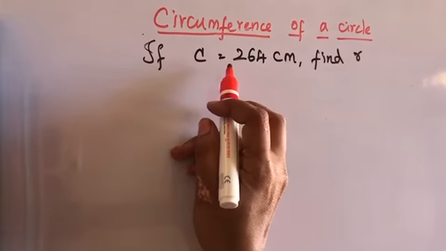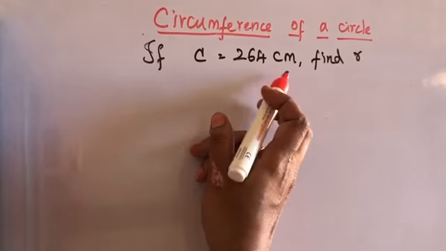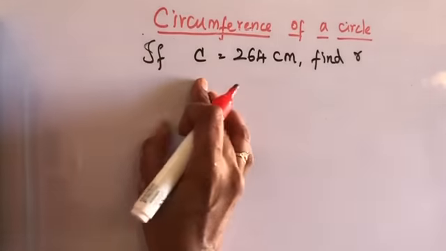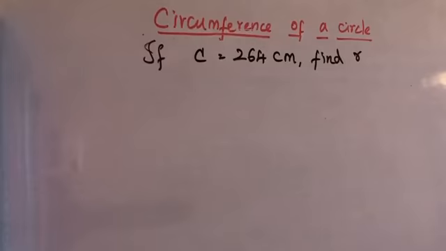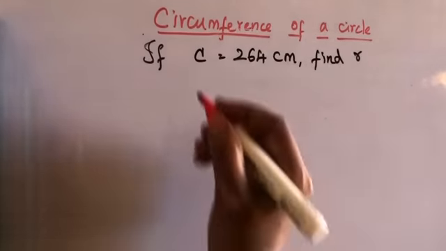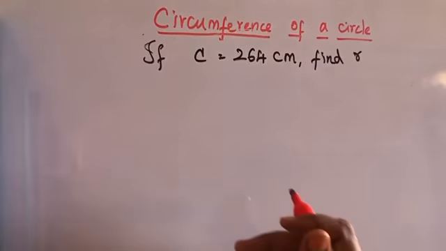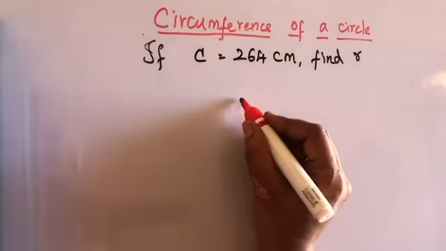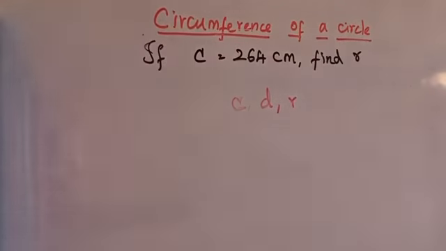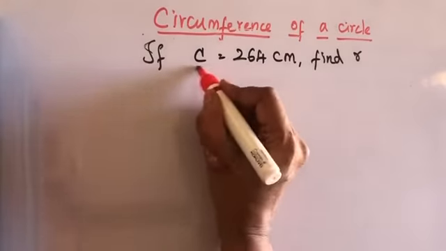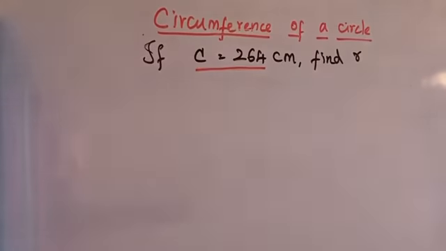If C is equal to 264 centimeter, find R. That is, if the circumference of the circle is 264 centimeter, we have to find the radius. Sometimes they will ask like this. They may give C or D or R, any value they may give. With one value you can find the other. Now the circumference is given, we have to find the radius.